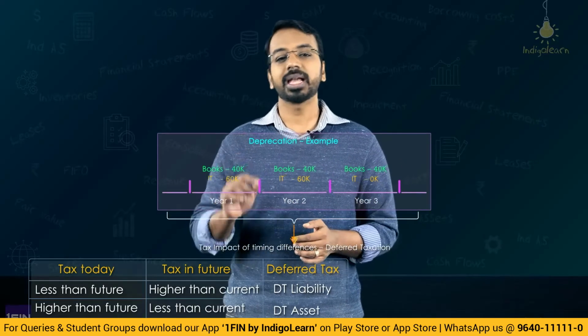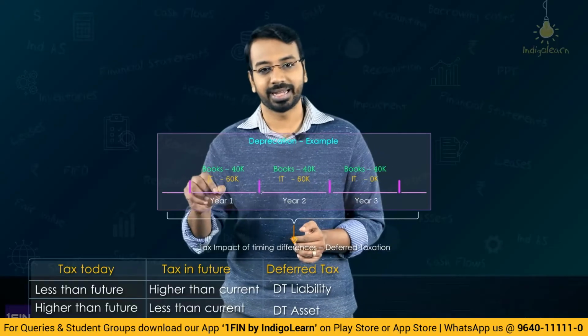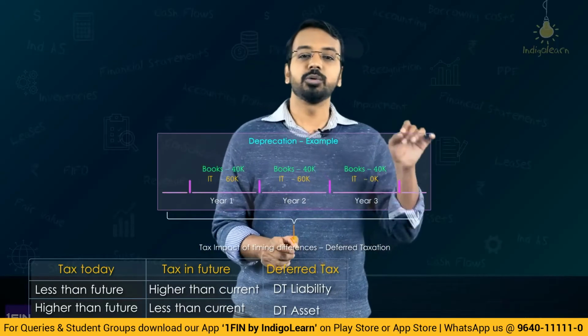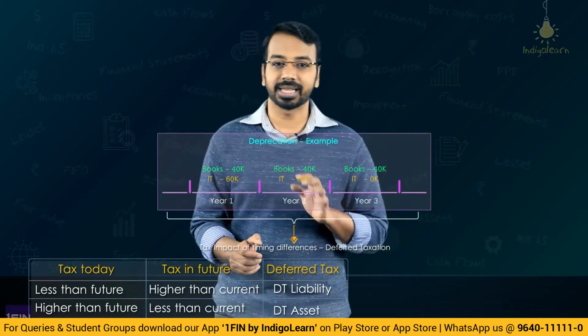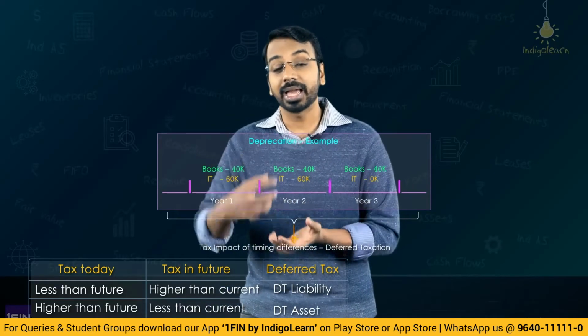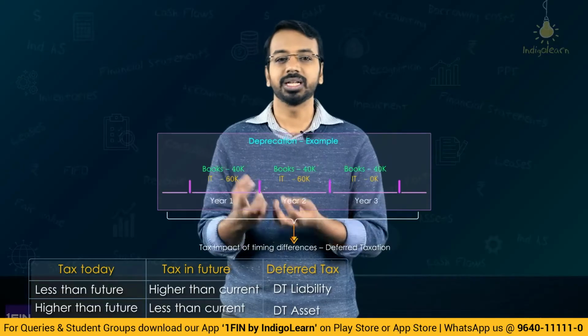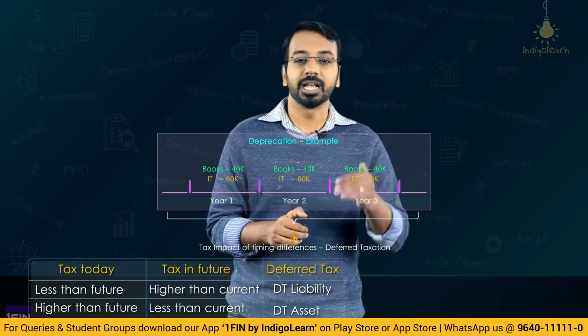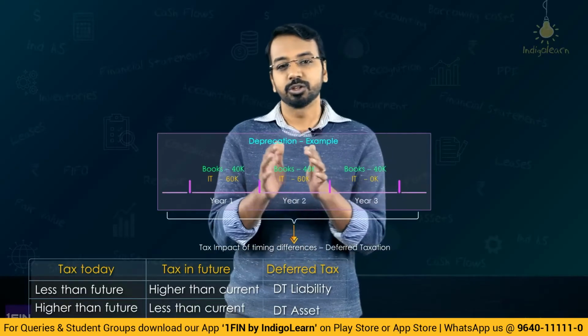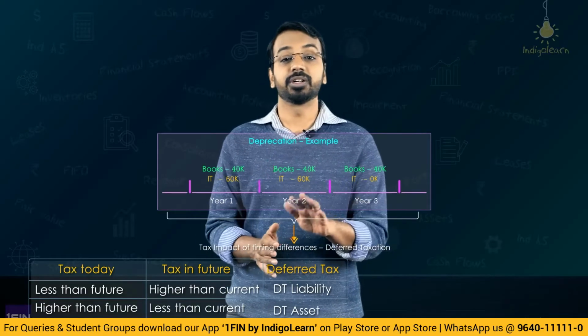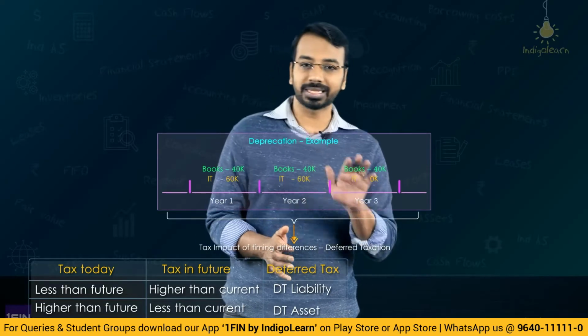Similarly, if you are paying higher tax today as current tax and in the future period you will be paying lesser taxes, then that would result in deferred tax asset. Why an asset? Because the extra tax you are paying in the current period is giving you some form of benefit by way of reduced taxes in the future period. So that is what results in a deferred tax asset or a deferred tax liability.